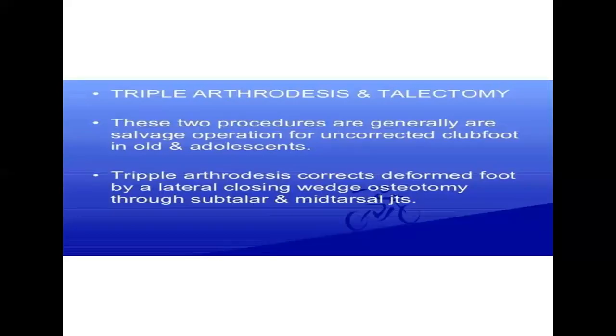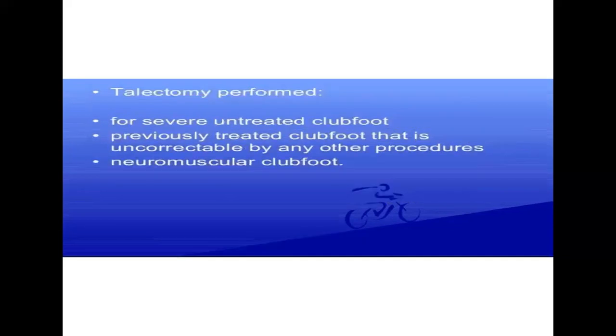Triple arthrodesis and talectomy. These two procedures are generally salvage operations for uncorrected clubfoot in old and adolescent patients. Triple arthrodesis corrects the deformity of the foot by a lateral closing wedge osteotomy through the subtalar and midtarsal joints. Talectomy is performed for severe untreated clubfoot, previously treated clubfoot that is uncorrectable by any other procedures, and neuromuscular clubfoot.